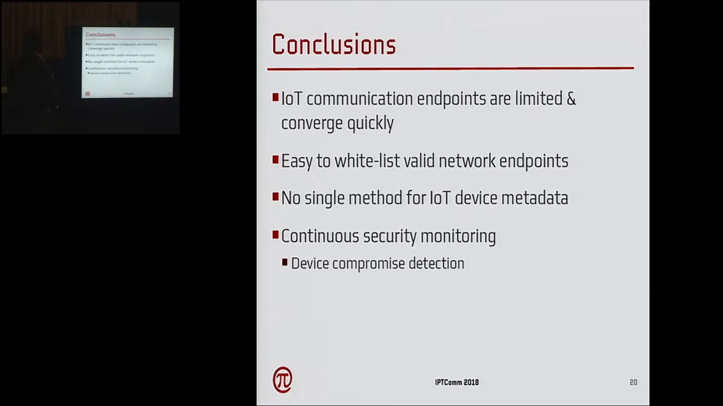So in conclusion, IoT communication endpoints are actually limited, and they converge quickly. That's a good thing. It's basically an easy way to whitelist valid network endpoints for a particular device. And in terms of metadata, there is no single method for IoT device metadata derivation. Actually, this provides a good continuous security monitoring method, wherein you create this device profile every 10 minutes or every 30 minutes, and you compare the state of the device. If there is a change in the state, you can say the device is compromised, and you can quarantine it.